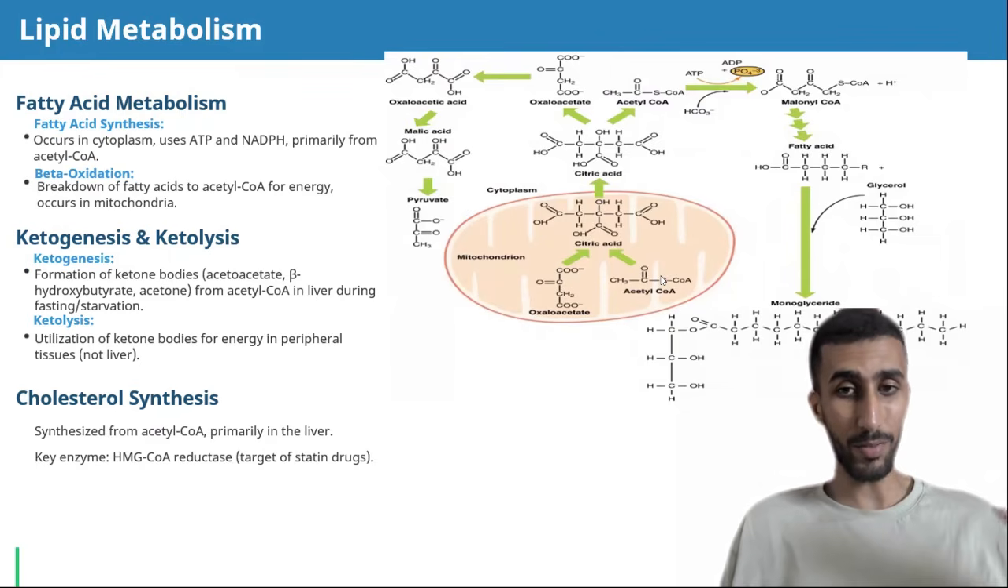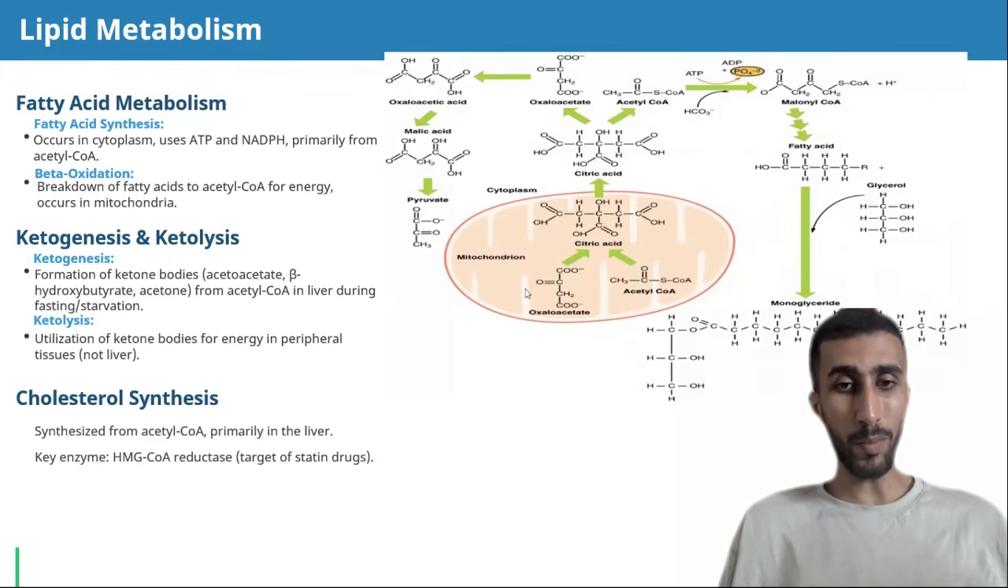This occurs under fed states, where through glycolysis we have plenty of acetyl-CoA. The acetyl-CoA is in the mitochondria. It cannot go into the cytosol where fatty acid synthesis occurs. So fatty acid synthesis occurs in the cytoplasm. This occurs through something called the citric acid shuttle.